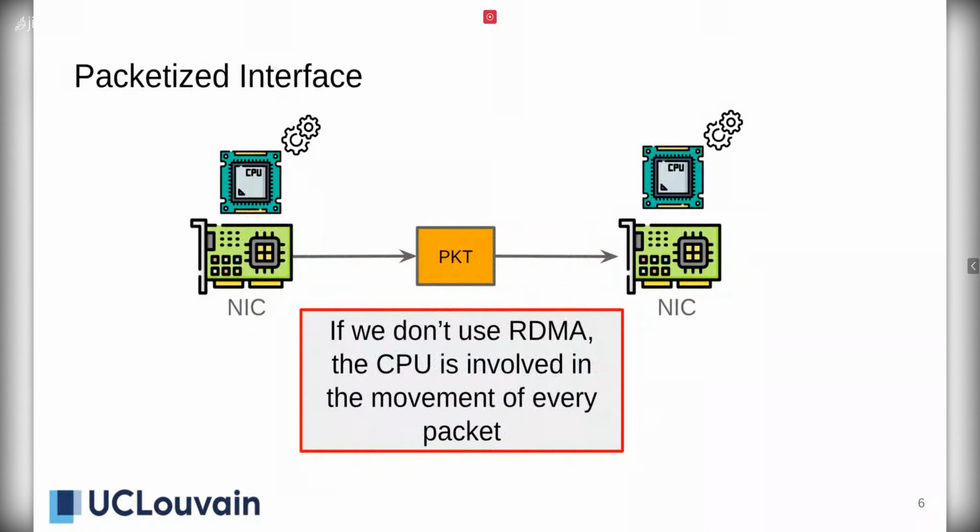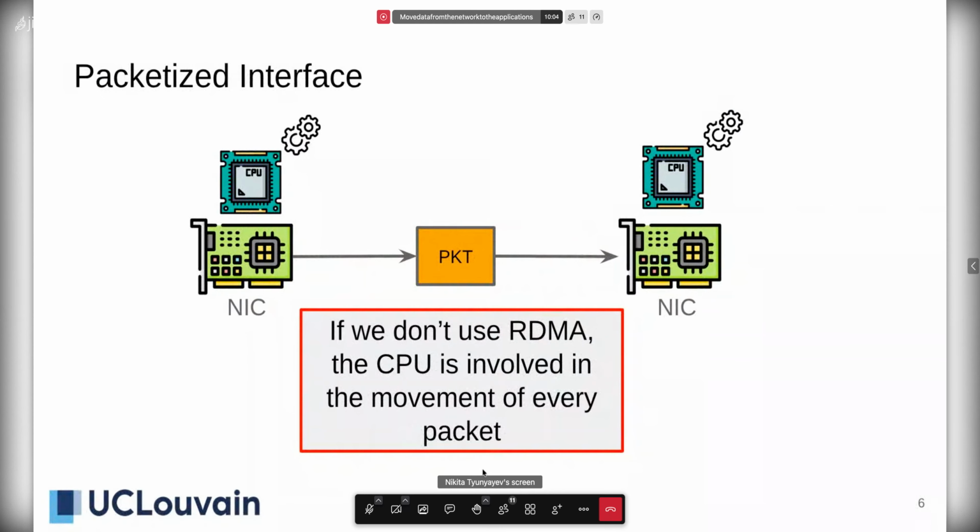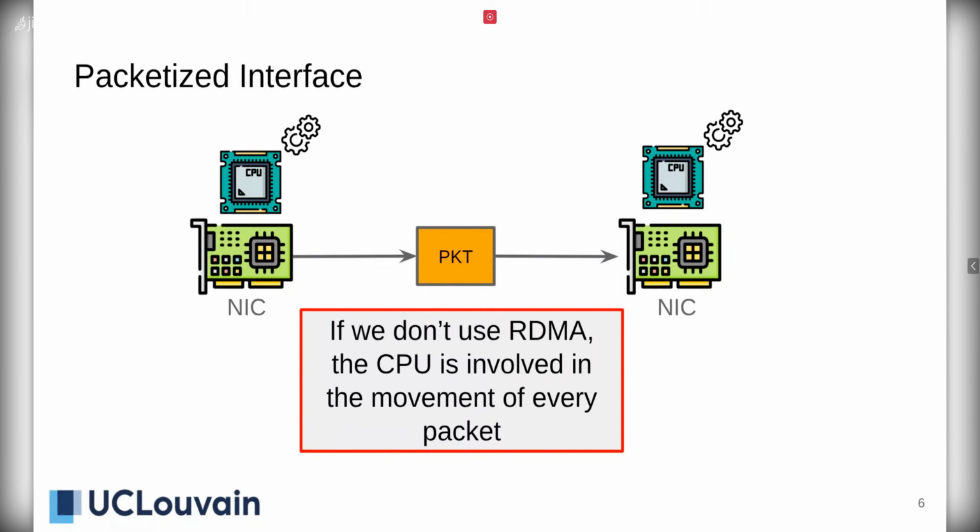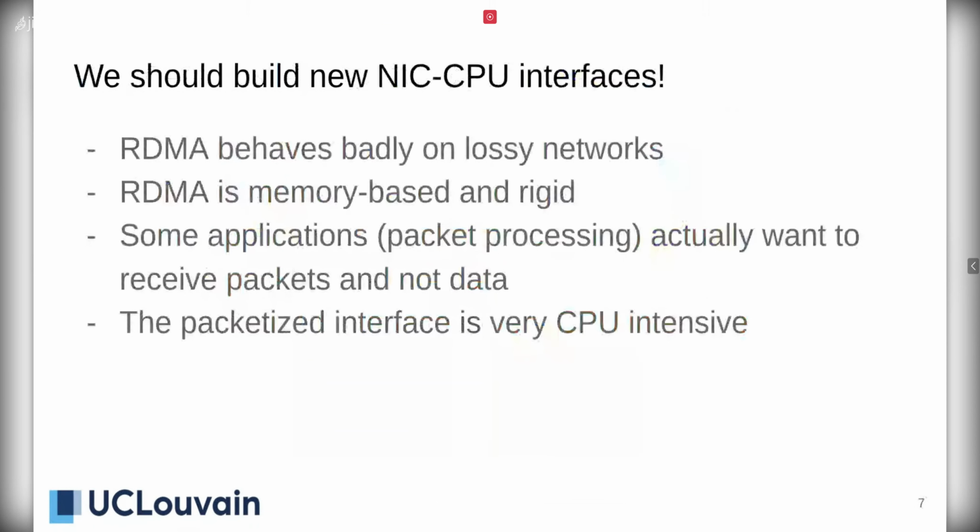On the other hand, if you don't want to use RDMA, you are basically stuck with what we call the packetized interface. Basically, you can just transfer single packets in the network between different hosts. That's why we should build a new NIC-CPU interface, because on one hand, we have RDMA, which is really fast, but really rigid and has many drawbacks. On the other hand, we have the packetized interface, just transferring normal packets, TCP, UDP, whatever, which is very flexible, but very CPU intensive.